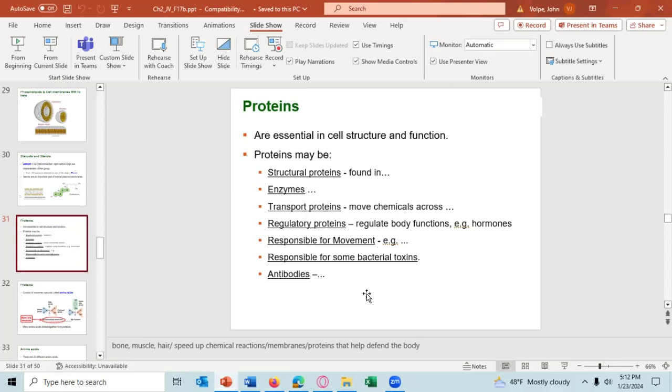Proteins may be responsible for movement, and it's true that we have proteins in our arms and legs for moving, but you also have proteins for cellular movement, such as the protein that makes up flagella. Proteins can be responsible for some bacterial toxins, so the protein itself is toxic. And then proteins can be antibodies, proteins that help defend an organism against an infection by a microbe. So this tells you that proteins have a bunch of different functions.